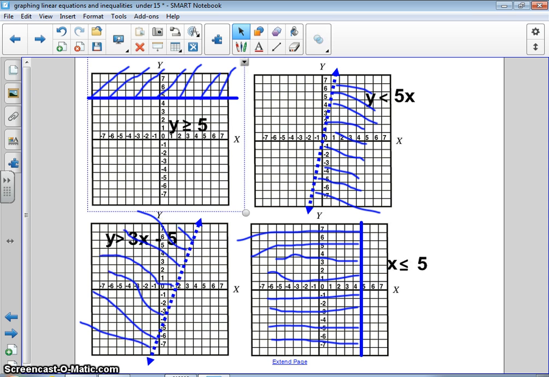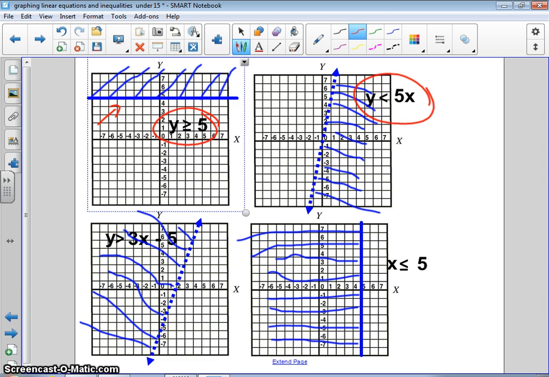All right, I got your answers up here for you. We got a boundary line of y equals 5 on this one, and it's a solid line shaded up, so it's y is greater than or equal to 5. This one's a broken line, so it's got to be either less than or greater than. It's shaded down, so this is a less than, and the boundary line is y equals 5x. Broken line shaded down.